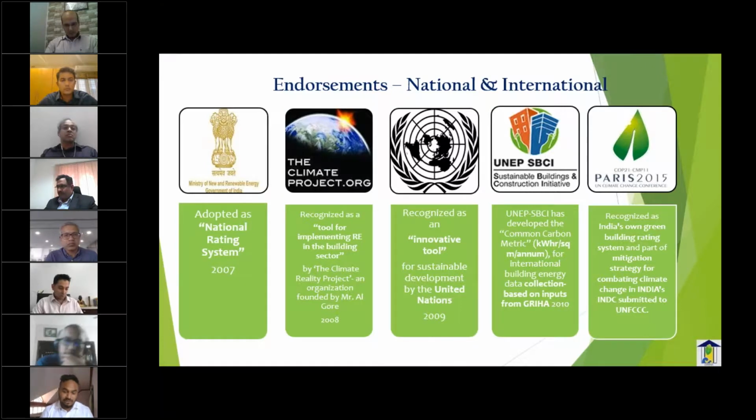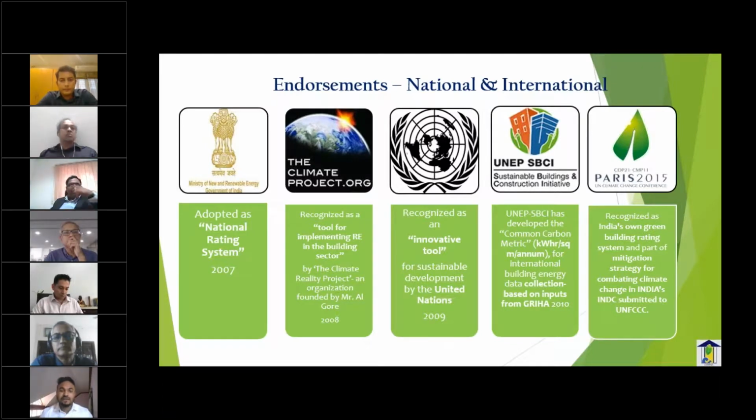Now, in that particular document, Griha has been recognized as India's own rating system, and it has also been mentioned that it is going to be a part of the mitigation strategy for combating climate change in India's INDC. With that, how is Griha working with respect to renewables?